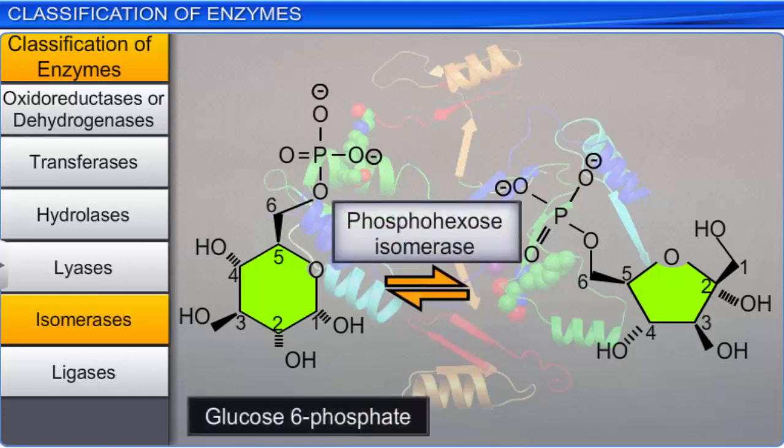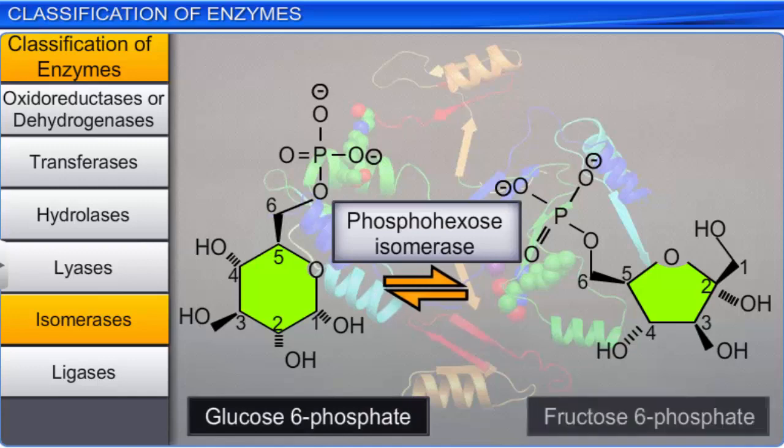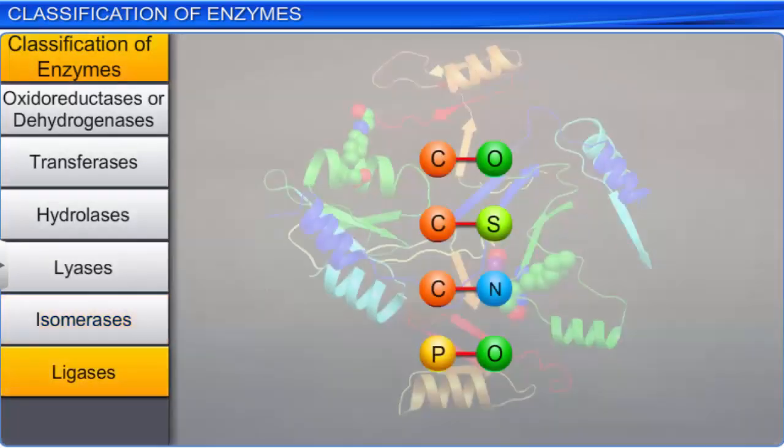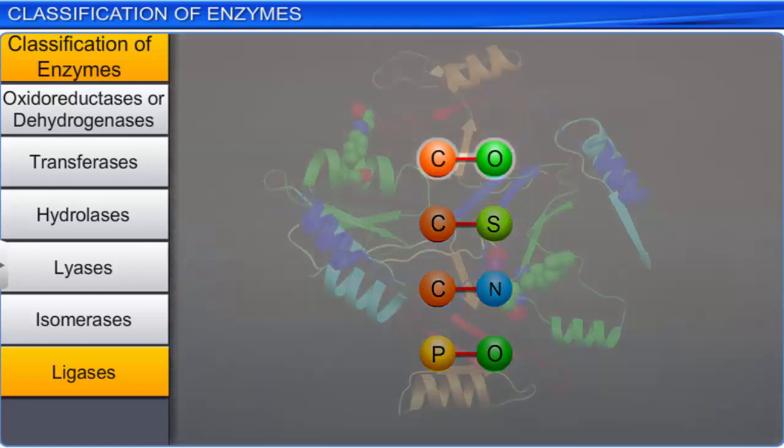Ligases form the sixth class of enzymes. They catalyze the linking together of two compounds. For example, the joining of carbon with oxygen, carbon with sulfur, carbon with nitrogen, and phosphate with oxygen bonds is catalyzed by ligases.